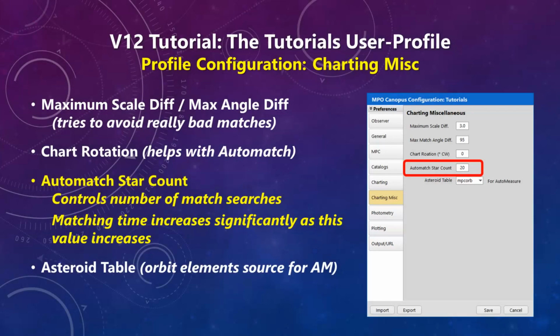Set the auto-match star count to 20. This should work in most cases. Set asteroid table to MPC Orb. If Canopus thinks it's auto-matching to an asteroid, it uses this table to compute the center of the chart that is used in auto-matching.